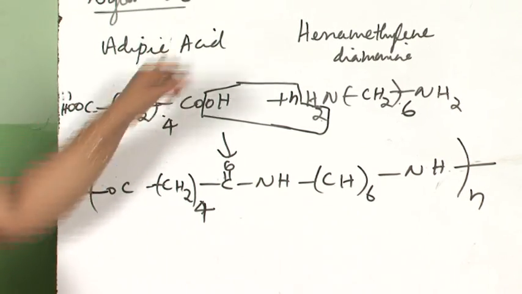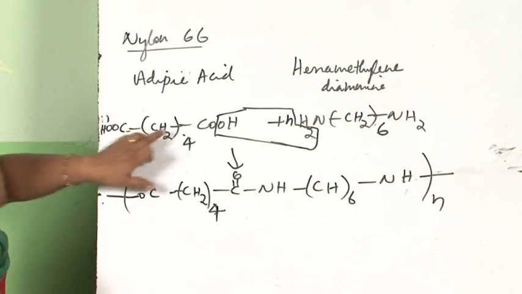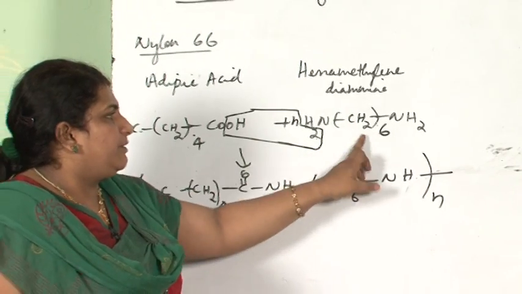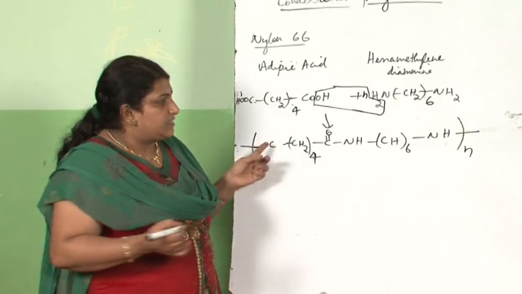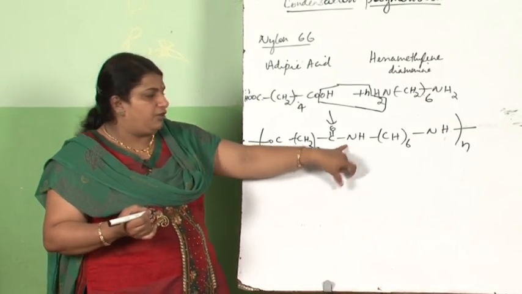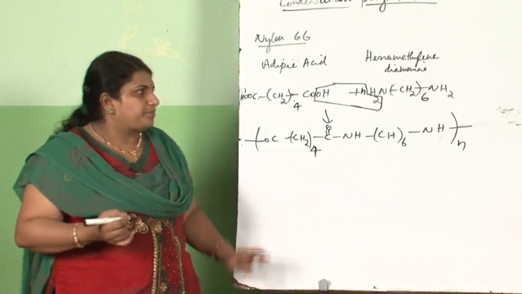Why does this 6,6 come? The monomer unit adipic acid contains 4 plus 2, 6 carbon atoms, and hexamethylene diamine also contains 6 carbon atoms. We call it nylon 6,6. This is a condensation polymer. It's a polyamide formed by the condensation of adipic acid and hexamethylene diamine.